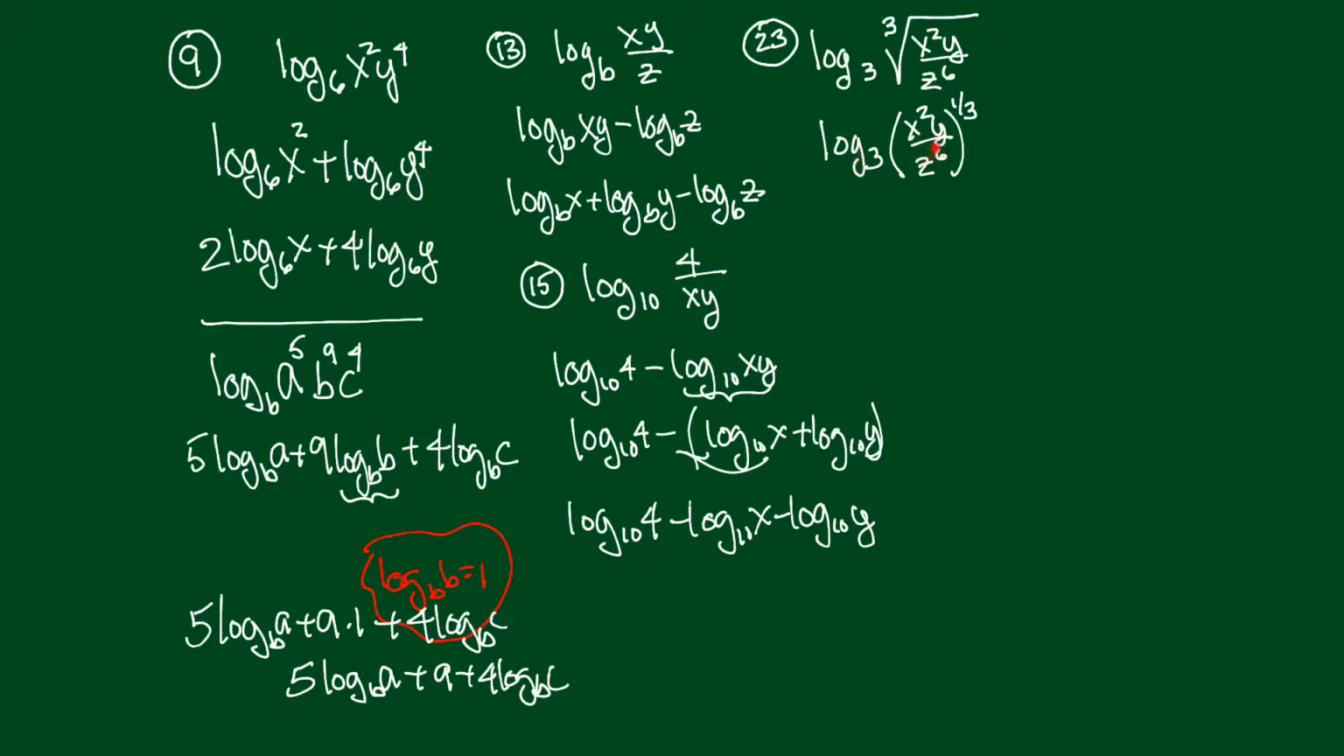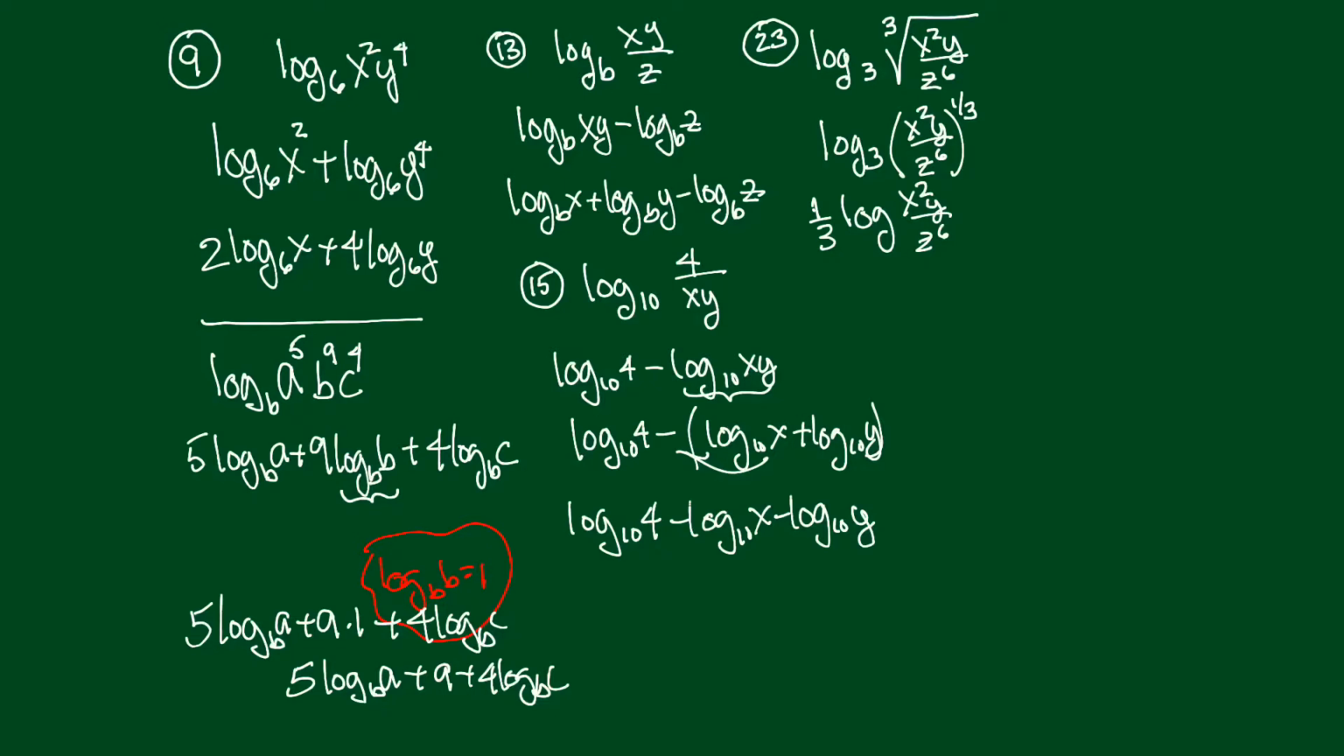And now what I see is this is the third property here. I've got the log of something to a power. So I know what to do. I just bring that power right down in front. So this becomes 1/3 the log of x squared y over z to the 6th.